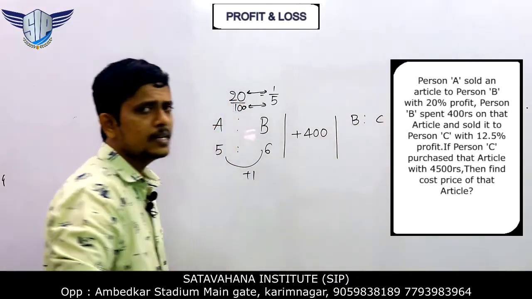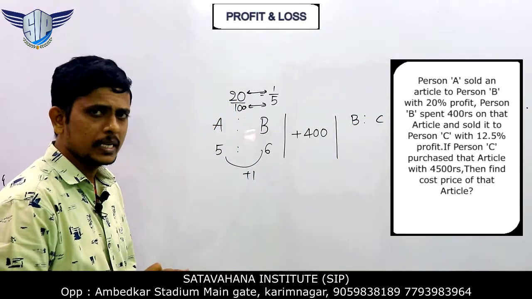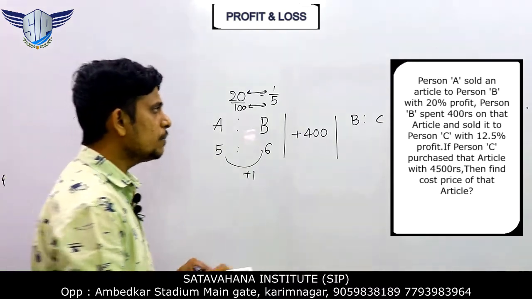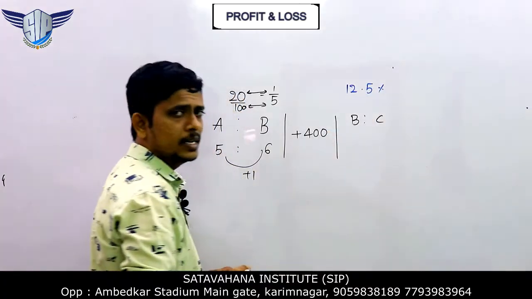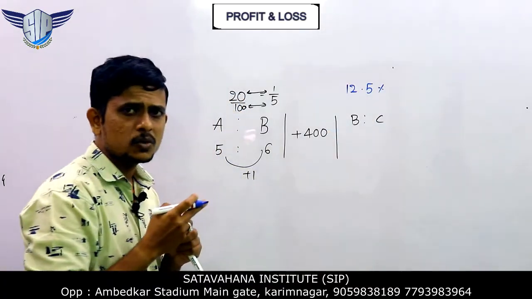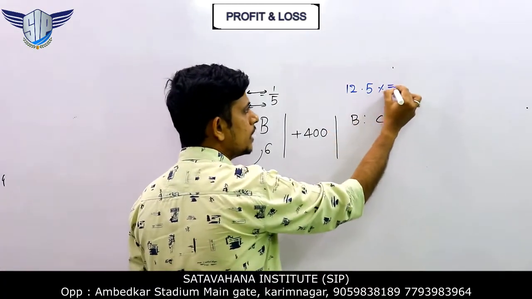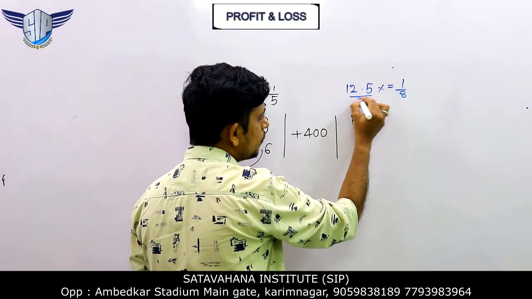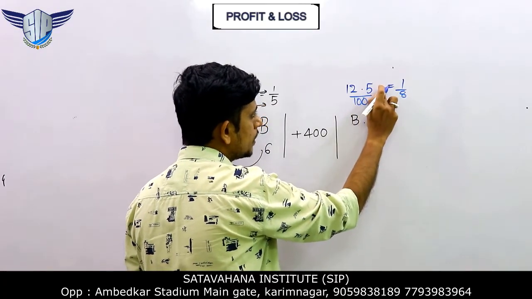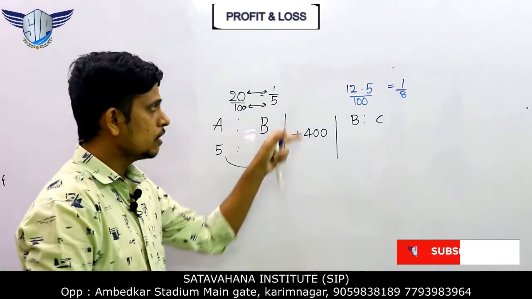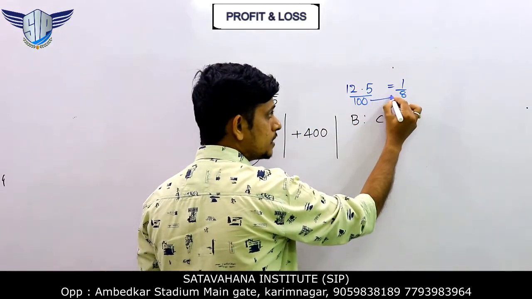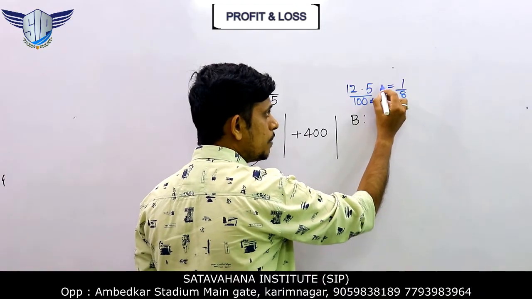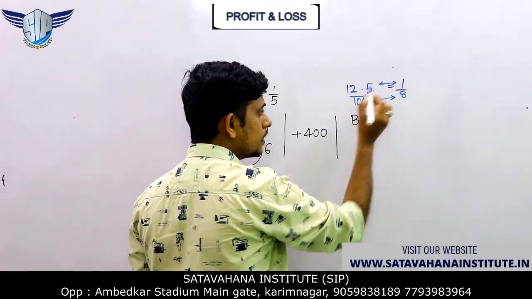After this, B sold the same article to C with 12.5% profit. The fraction of 12.5% is 1/8, because 12.5 by 100 is equal to 1/8. Here 100% represents 8 parts, and 12.5% represents 1 part.